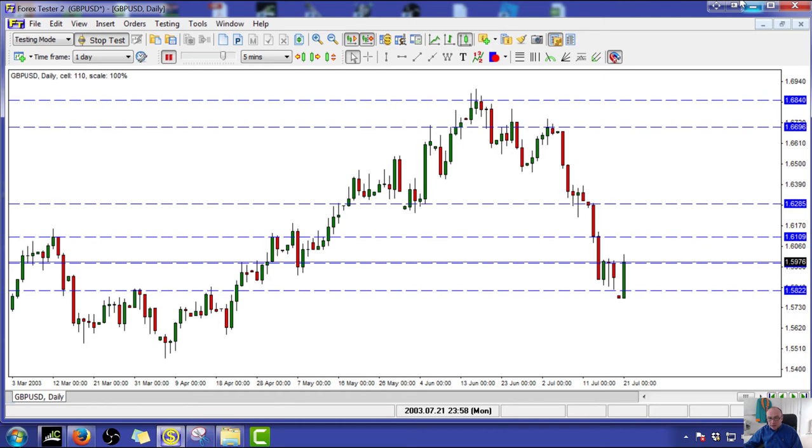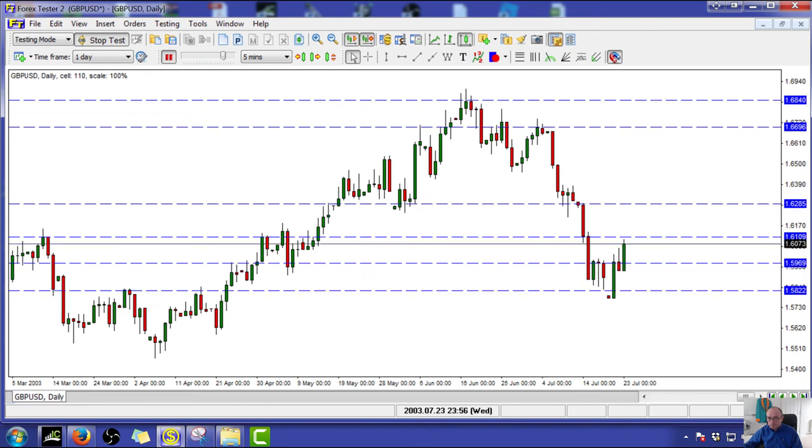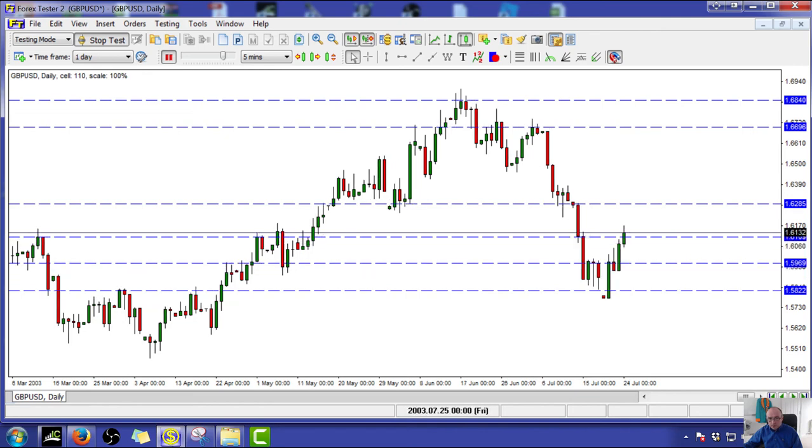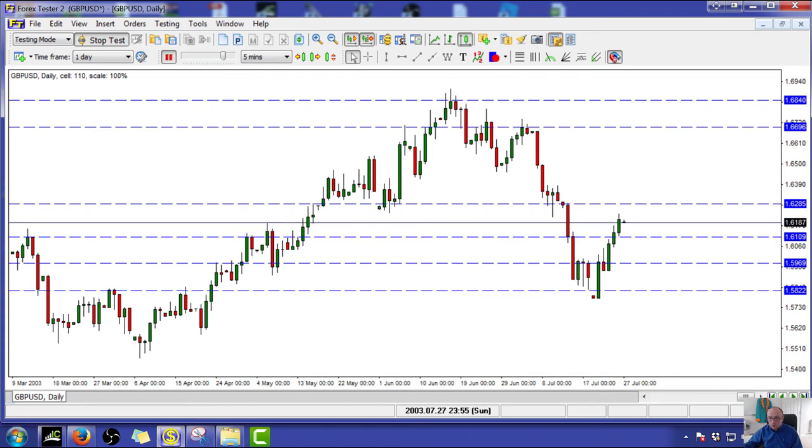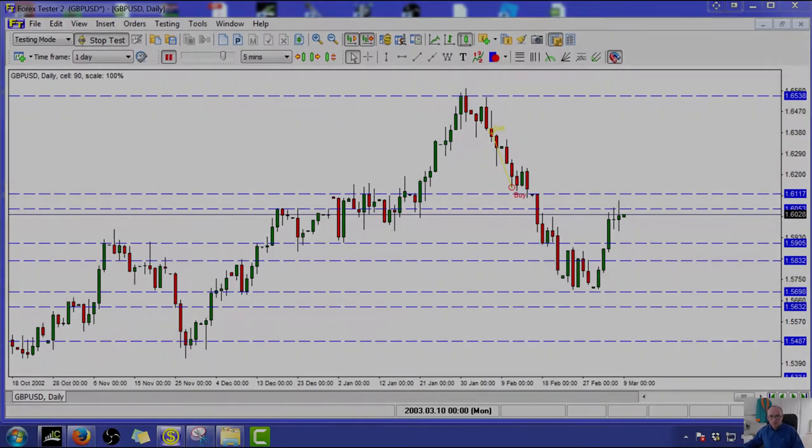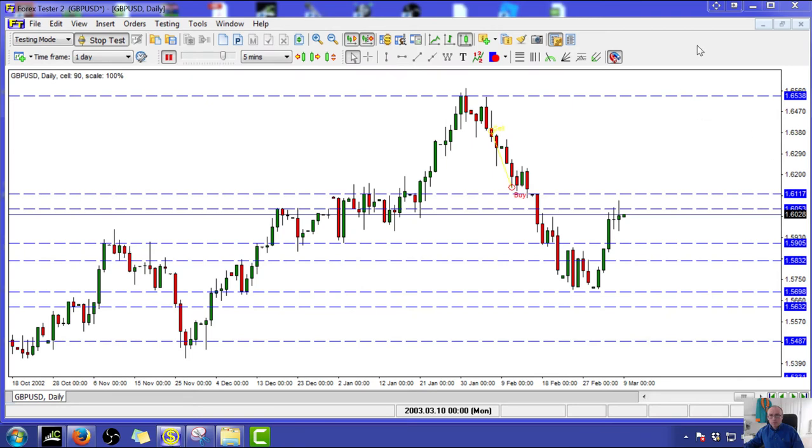Okay, remember, you only want to take the high probability setups. Look to see where your potential profit is and risk manage accordingly. Indeed, it would have worked out to be a nice trade had we taken it, but it was not high probability at the time. So we'll just carry on scrolling through, looking for more.